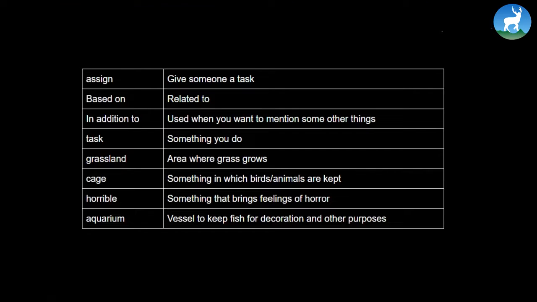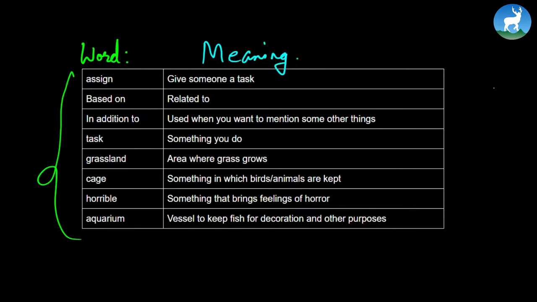Now, these are the words from the chapter which I'm about to read, and here on this side we have the meaning. I want you to pay close attention here. Assign: the word is assign, and its meaning is to give someone a task. Based on means related to, in addition to, used when you want to mention some other things. Task, something you do. Grassland, area where grass grows. Cage, something in which birds and animals are kept. Horrible, something that brings feelings of horror. And finally, aquarium, a vessel to keep fish for decoration and other purposes.